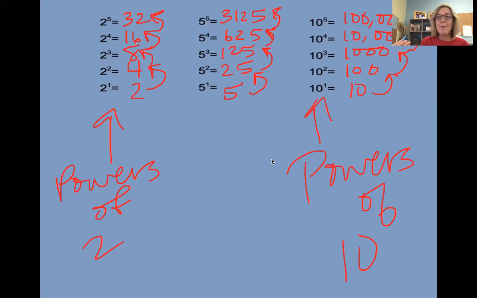So 10 to the 5th power is 100,000 because 10 times 10 times 10 times 10 times 10, using 10 5 times, is 100,000. Now, you may remember from 5th grade, there's a correlation between the exponent and the number of zeros. So 10 to the 5th power, 5 is the exponent, and there happen to be 5 zeros in that product.